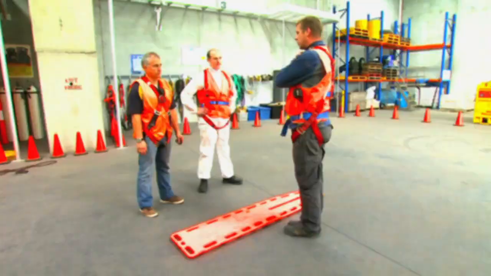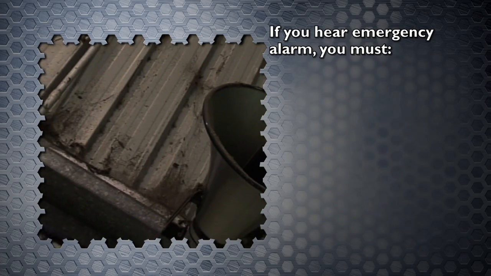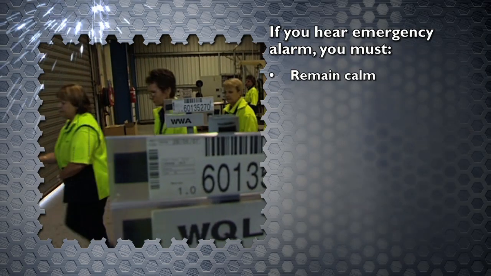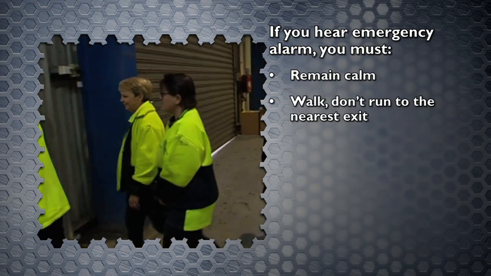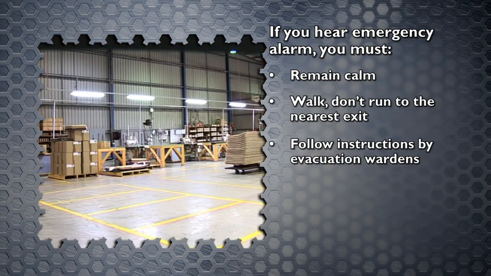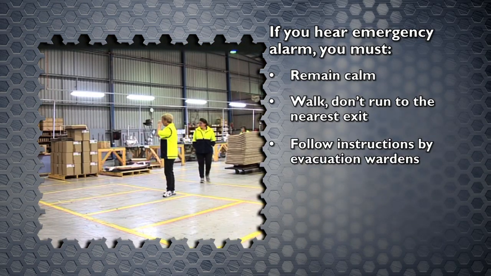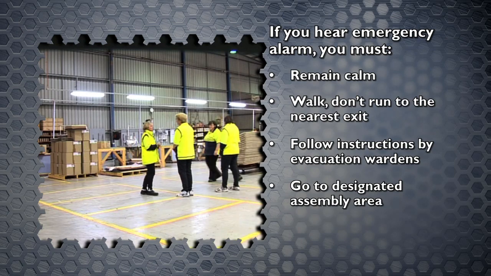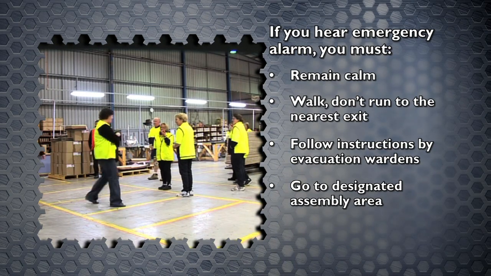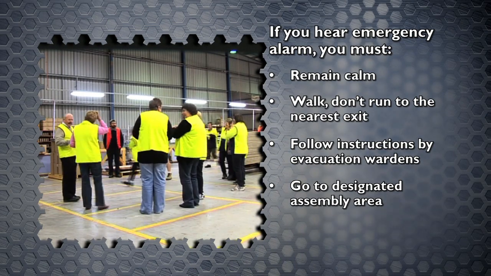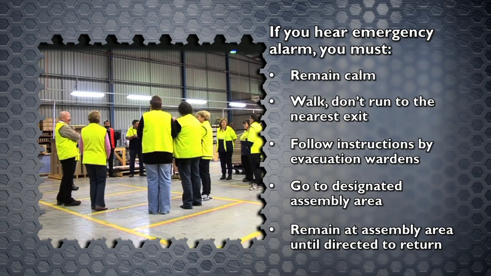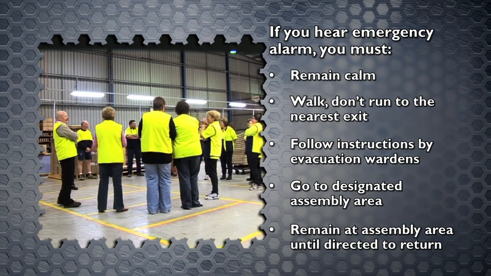If you hear the emergency alarm, you must remain calm. Walk, don't run to the nearest exit. Follow instructions given by the evacuation wardens. Go straight to the designated assembly area nominated by the emergency warden. Remain at your assembly area until you are directed to return to work.